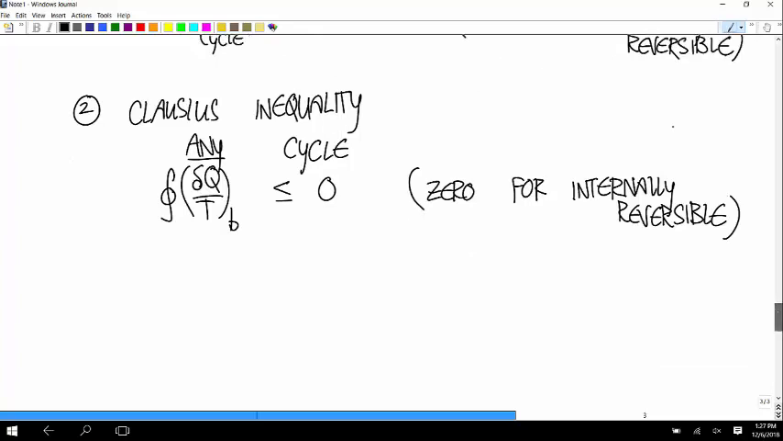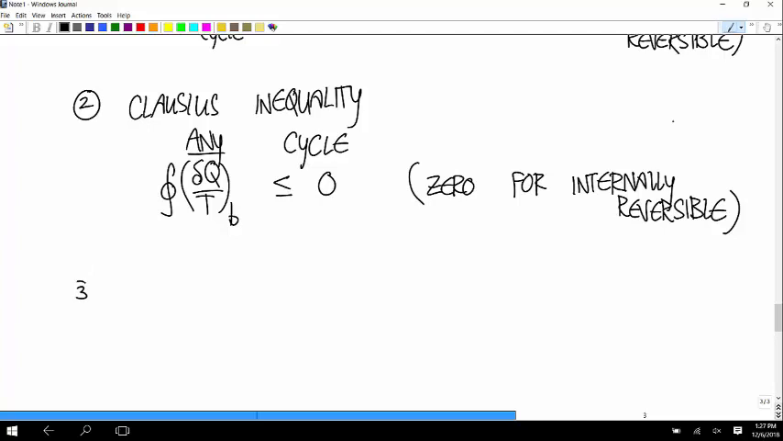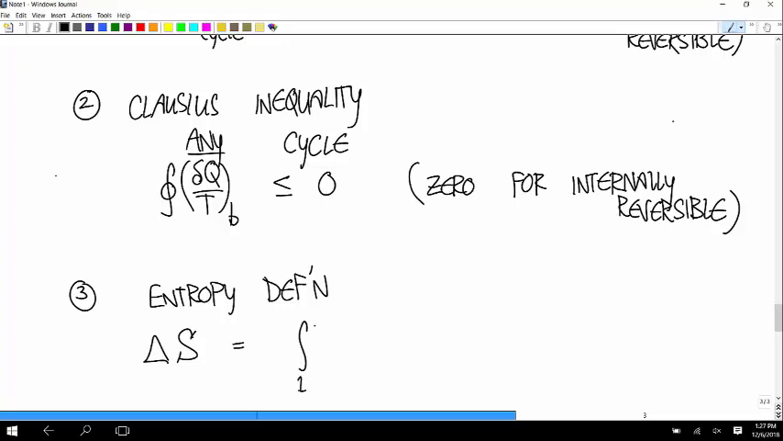And then from that, we defined entropy. The entropy definition uses the same integral idea, but this time it's from one state to another. So the change in entropy is equal to the integral from state 1 to state 2 of dQ over temperature.